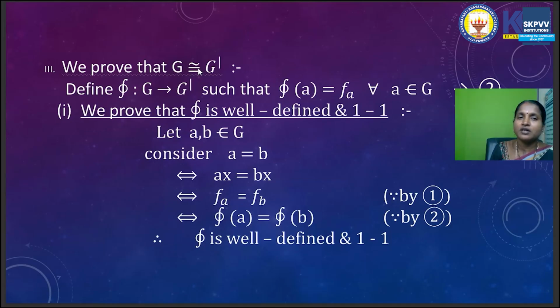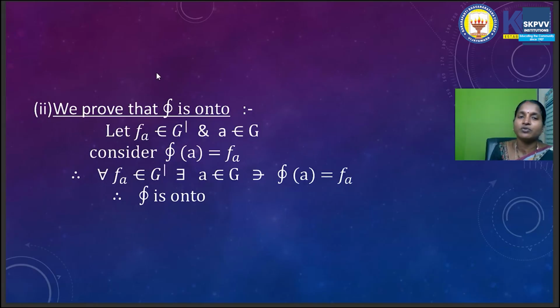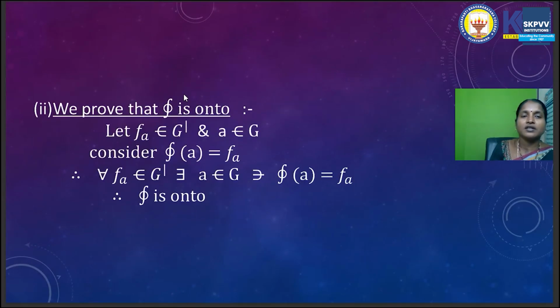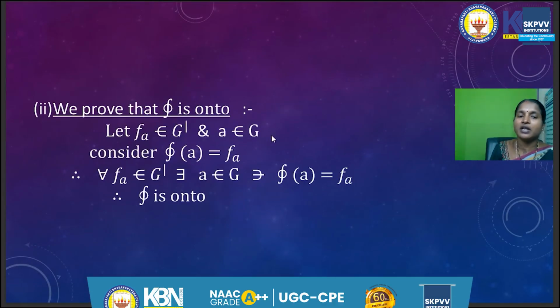So in these four properties we can prove that well defined and 1-1. Now we can prove that onto. We can prove that phi is onto. Phi is a mapping from G to G dash. Onto means we always take the elements in the codomain. In G dash all elements are in the notation FA.